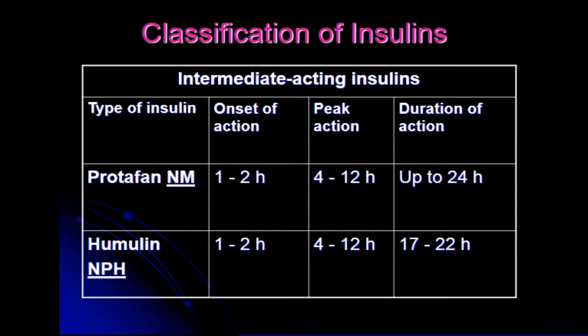The next group, intermediate-acting insulin: Protafan and Humulin NPH. Protafan, onset of action 1 to 2 hours, peak action 4 to 12 hours, and duration of action sometimes maybe up to 24 hours, usually 17 to 22 hours.